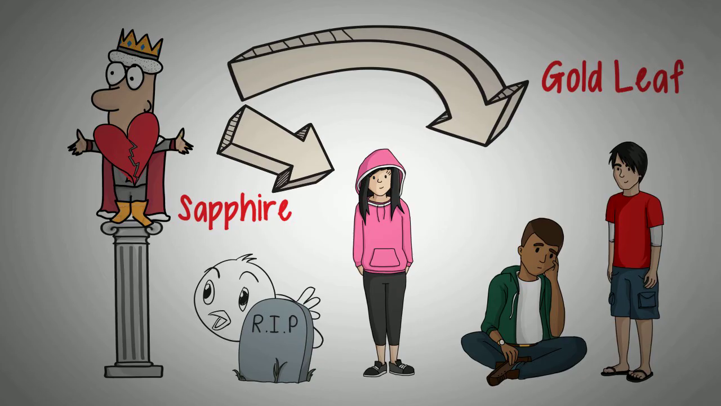At the end of the story, God asks his angels to bring him two of the most precious things in the city. When the angels return, they have brought the lead heart and the dead bird. The end.